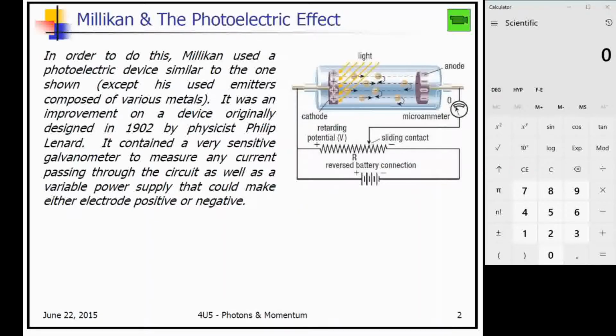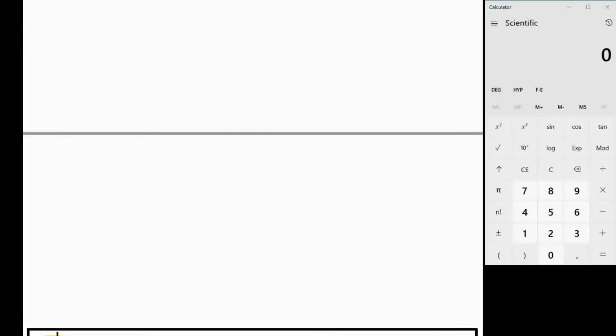So what he did, he had this tube where electrons were being passed from the cathode to the anode, and he shone light at it, and he was expecting to see that it was possible to change the direction of the current by changing the frequency of the light. So that's basically what he's trying to do.